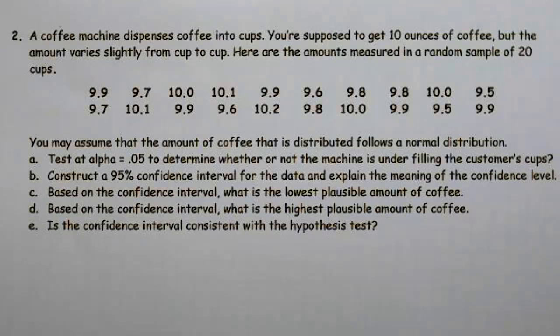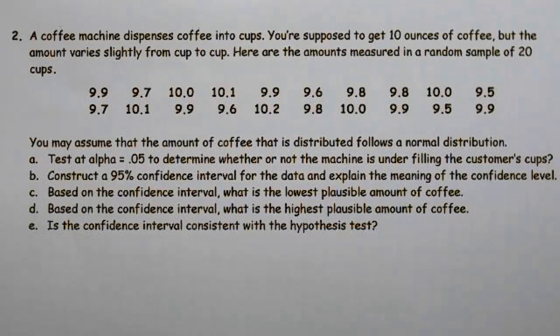All right, so this is quiz question number 2, or test review question number 2. A coffee machine dispenses coffee into cups. You're supposed to get 10 ounces of coffee, but the amount varies slightly from cup to cup. Here are the amounts measured in a random sample of 20 cups. You may assume that the amount of coffee that is distributed follows a normal distribution.